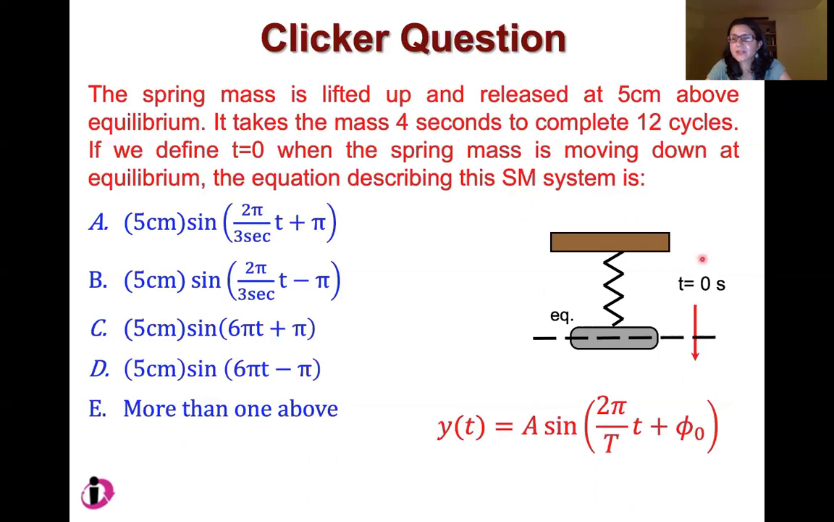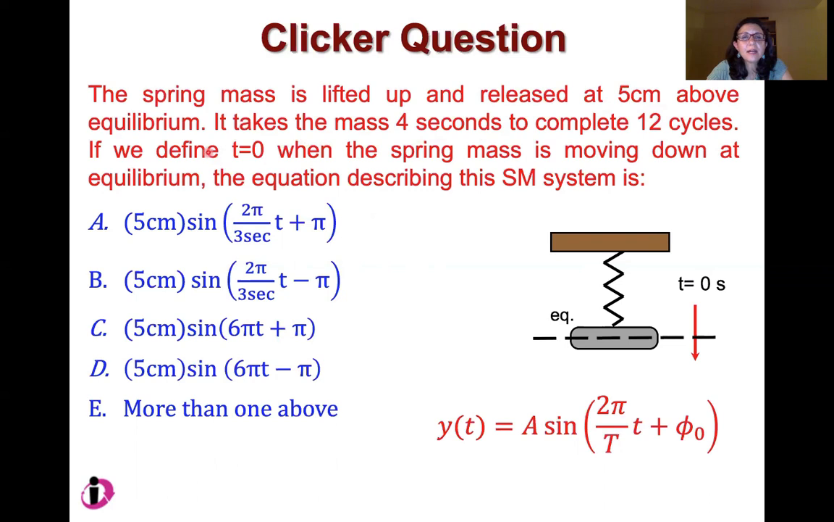It's kind of strange that we're talking about spring masses right now, but just to remind you, what we're doing here is modeling each oscillator within this wave as a spring mass. So we have a spring mass which is lifted up and released at 5 centimeters above equilibrium. This first piece of information is telling you about the amplitude. Then you're told that it takes the mass 4 seconds to complete 12 cycles. So think about what that tells you.